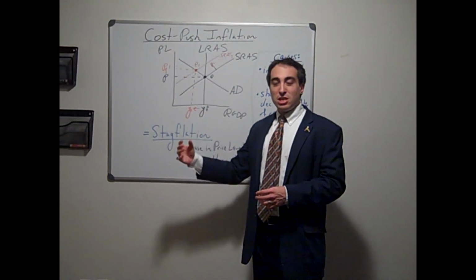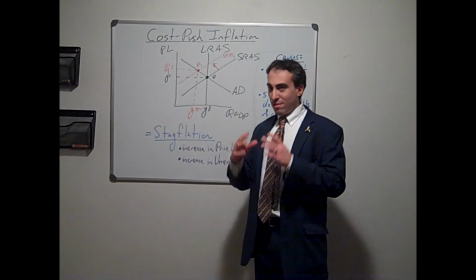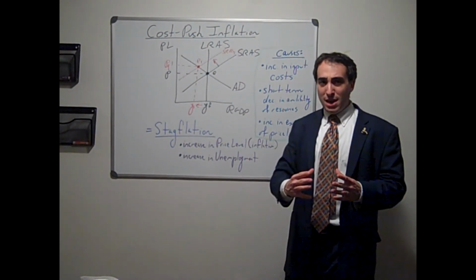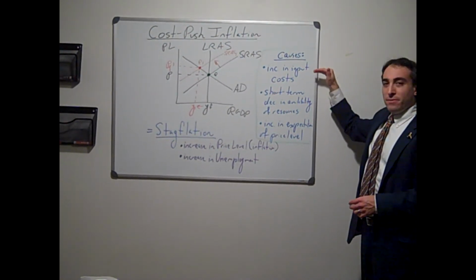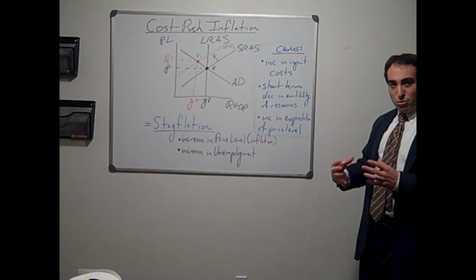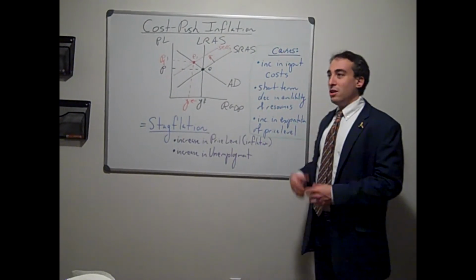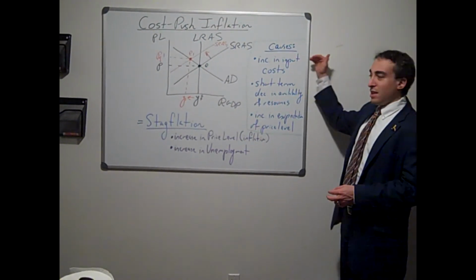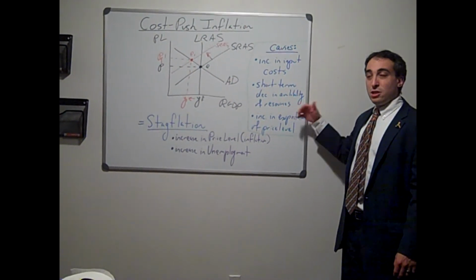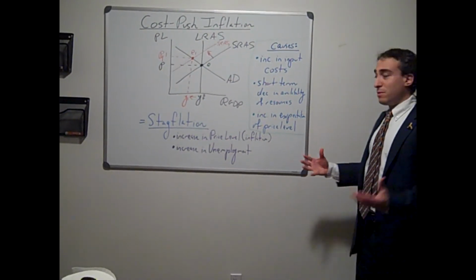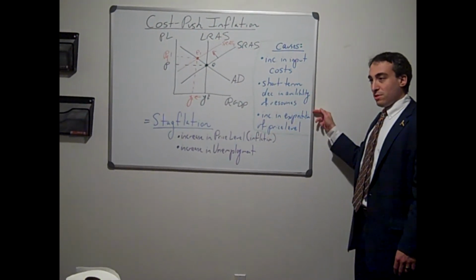In recession and inflation, it was either a negative or positive shock to aggregate demand, to the four components of aggregate demand. In cost-push inflation, it would be one of these three causes that decreases the ability and willingness of businesses to produce. So the first would be an increase in input costs. The second would be that the businesses in the short term don't have the ability to produce. There's a short-term decrease in availability of resources.